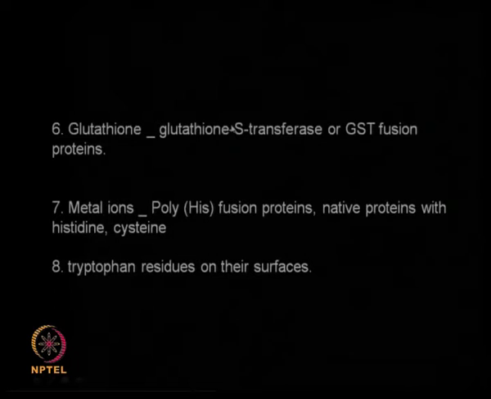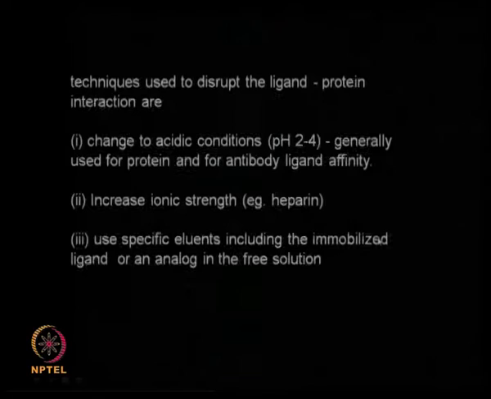If you have a glutathione, you can have a glutathione S transferase which is exactly complementary to glutathione, or we can have glutathione S transferase fusion proteins which are again complementary to glutathione. So the glutathione could be bound to the stationary phase and we can selectively capture these type of enzymes. If you have metal ions, we can have poly-his fusion proteins, we can have native proteins with histidine, cysteine and so on. So if you have tryptophan residues on their surfaces. So all these types of complementing systems could be considered for purification.